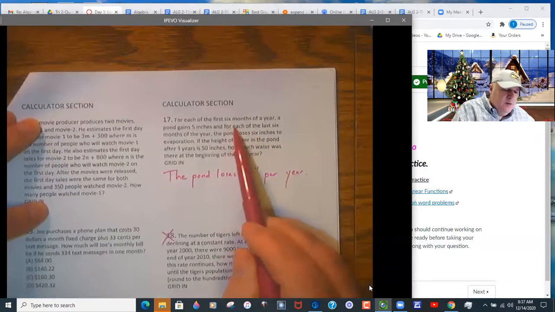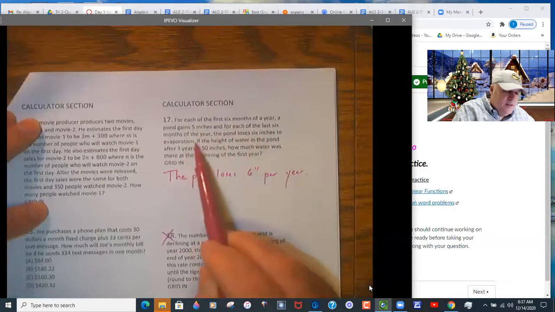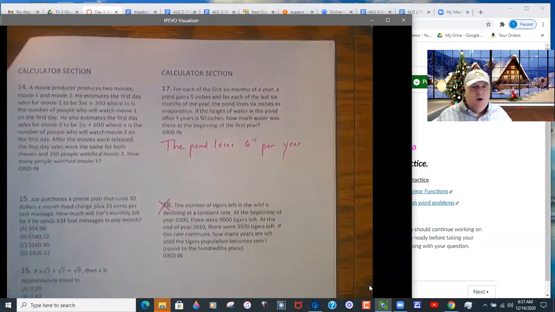So for each of the first 6 months of the year, a pond gains 5 inches, and then for each of the last 6 months of the year, the pond loses 6 inches. So it's per month -1 as you combine. So you've got 6 5s and then 6 minus 6s. So that's 6 minus 1s. So there was a little bit of controversy with that.